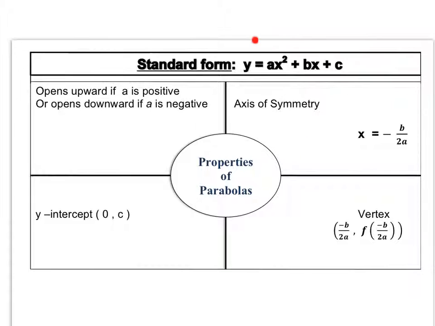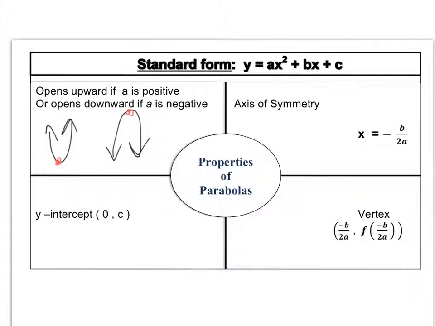Now by looking at the equation, you should be able to tell a couple of things right away. You should tell whether the graph is opening upward or downward. If a is positive, then your graph is opening upward, and the vertex will be a minimum. If a is negative, then your graph is going to be opening downward, and the vertex would be a maximum. You should also be able to tell what the y-intercept is. The y-intercept is the constant that's by itself, and that would be your y-intercept.